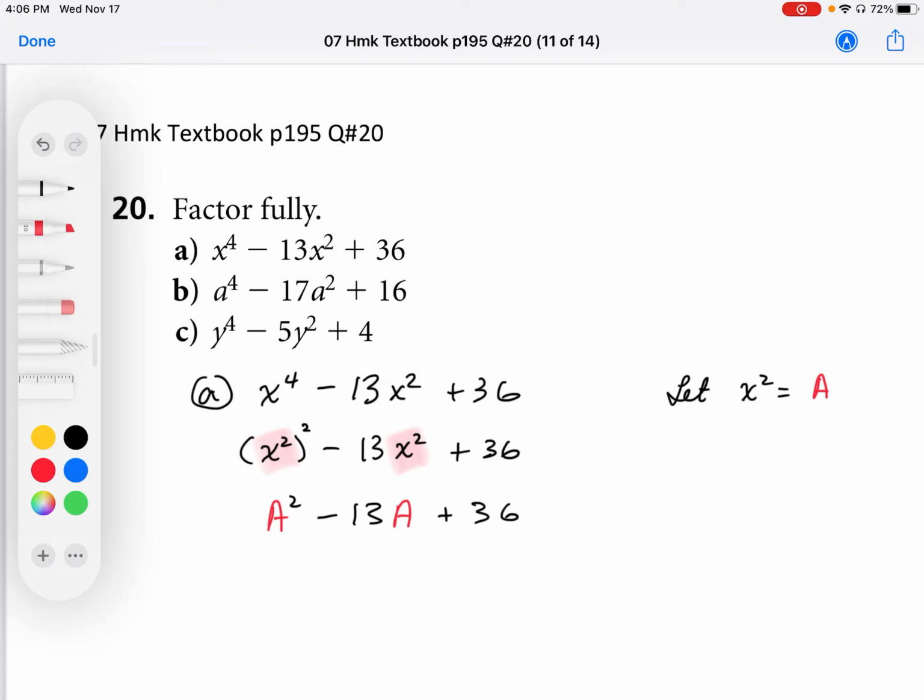And to see this a little bit better, we're going to do a substitution. We're going to let x squared equal a. And if I replace the x squared in this line here with the a's, I end up with a squared minus 13a plus 36. And it looks now more like a quadratic. And so this factors normally as two numbers that multiply to 36 and add to negative 13.